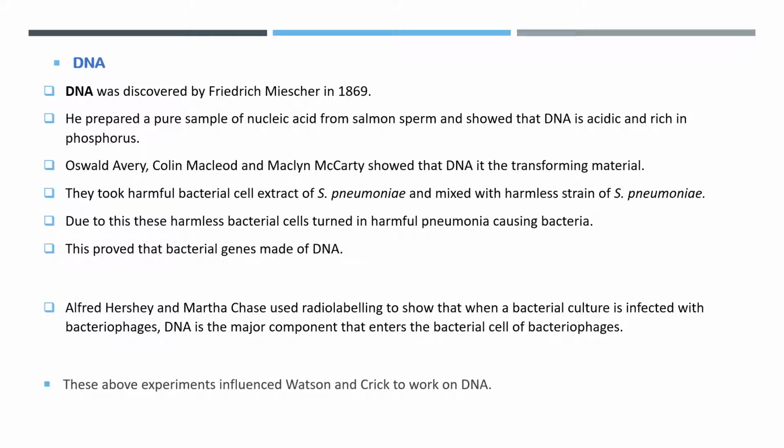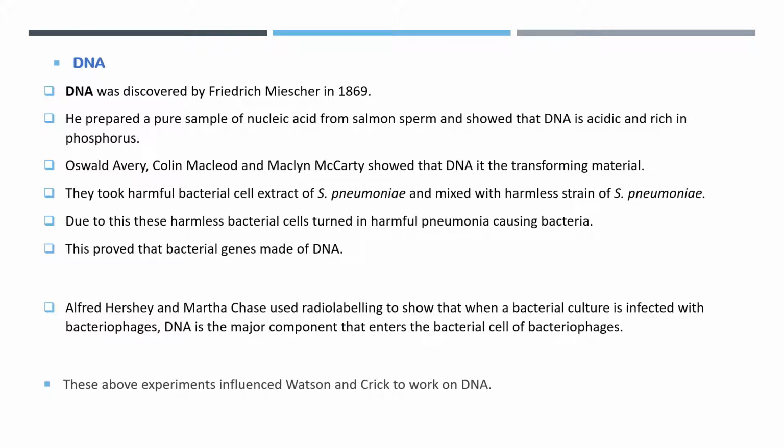DNA. DNA was discovered by Friedrich Miescher in 1869. He prepared a pure sample of nucleic acid from salmon sperm and showed that DNA is acidic and rich in phosphorus. Oswald Avery, Colin MacLeod, and Maclyn McCarty showed that DNA is the transforming material. They took a harmful bacterial cell extract of Pneumococcus pneumoniae and mixed it with a harmless strain. Due to this, the harmless bacterial cells turned into harmful pneumonia-causing bacteria. This proved that bacterial genes are made of DNA.